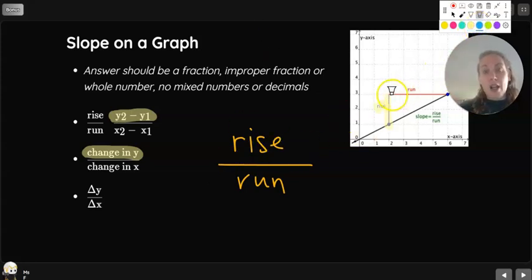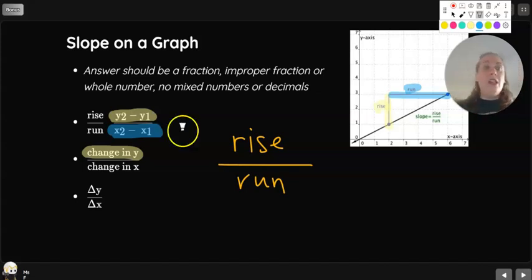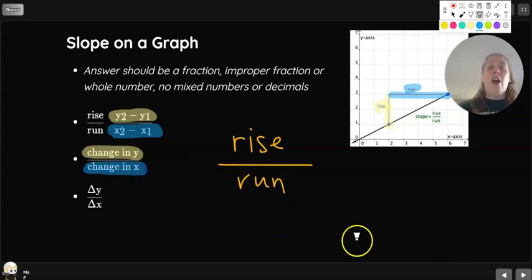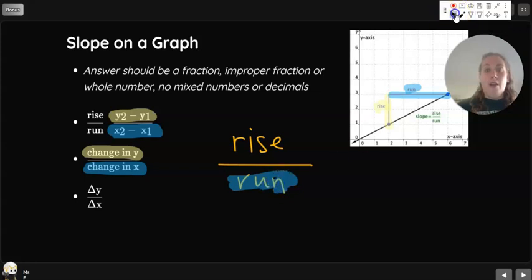And the run is our x coordinates. The x-axis goes left to right. So if we want to find the run, we're looking at those x coordinates. That is our change in x, and we call that our run, okay? When you're all set here, you can push ahead to the next slide.